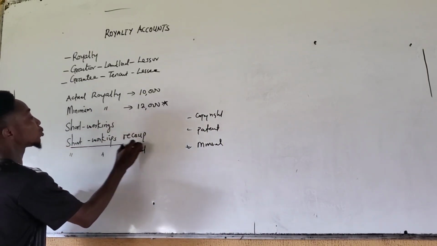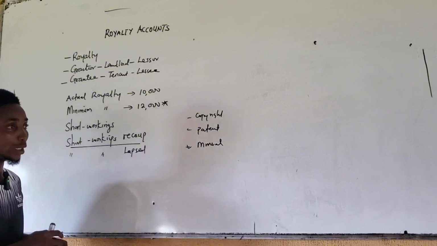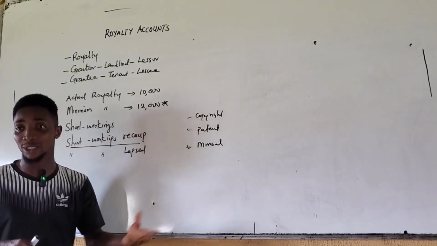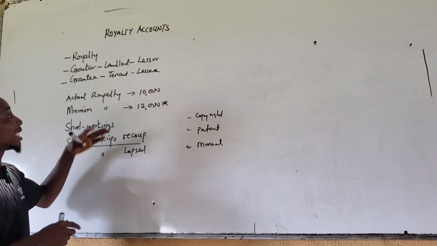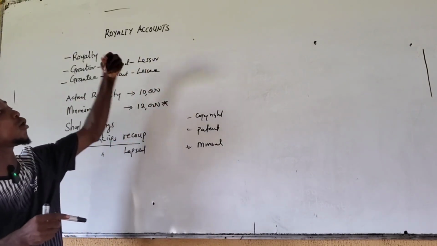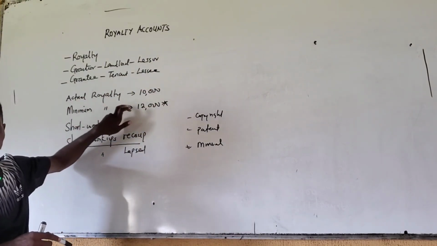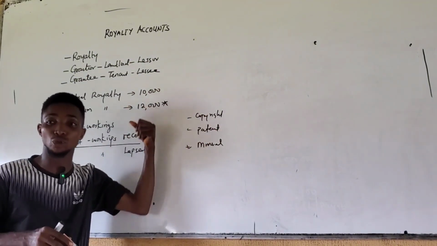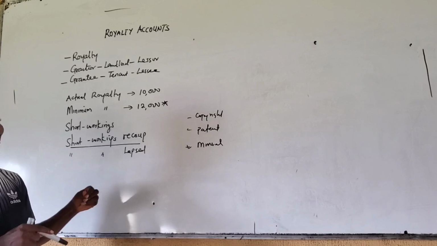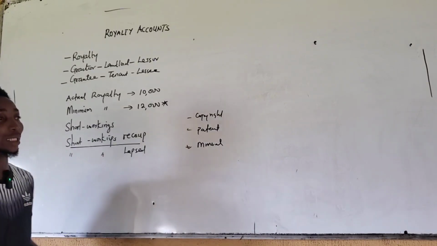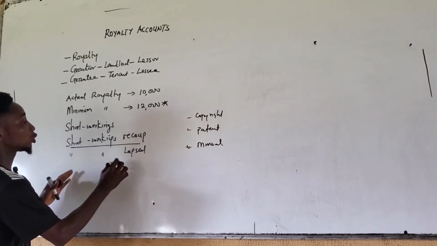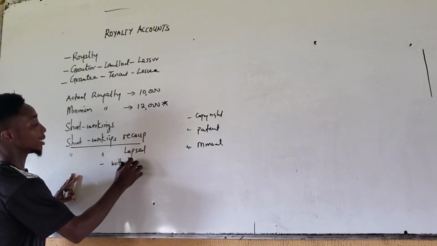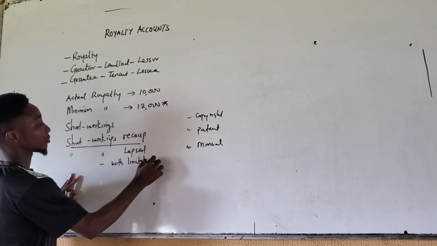Then short workings recoup or short workings recoverable. You can recover short workings if you have excess in any given year. Where the actual royalty is more than the minimum royalty, that excess can be used to recover the previous short workings, based on the agreement entered by the landlord and the tenant. In some cases, short workings can be recovered with limitation of time or without limitation of time.